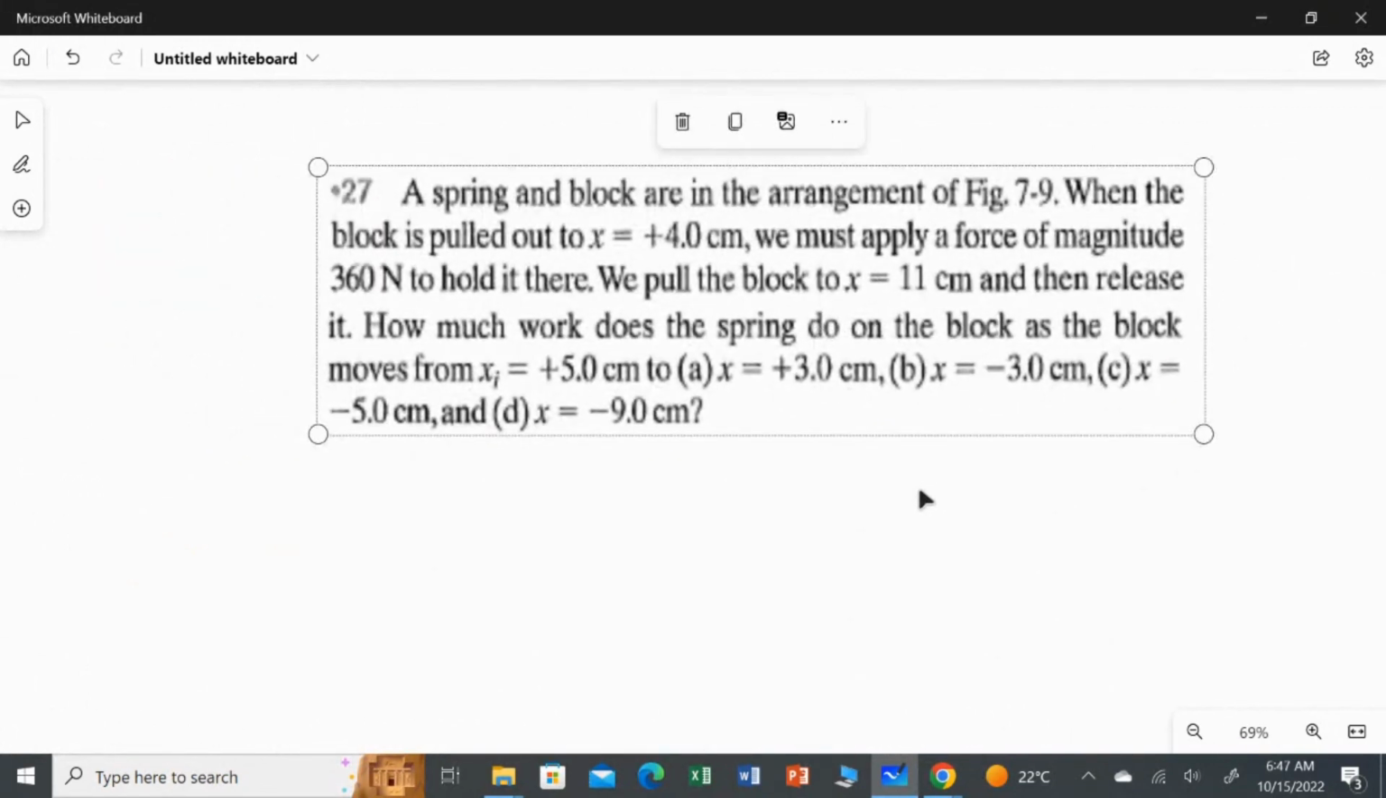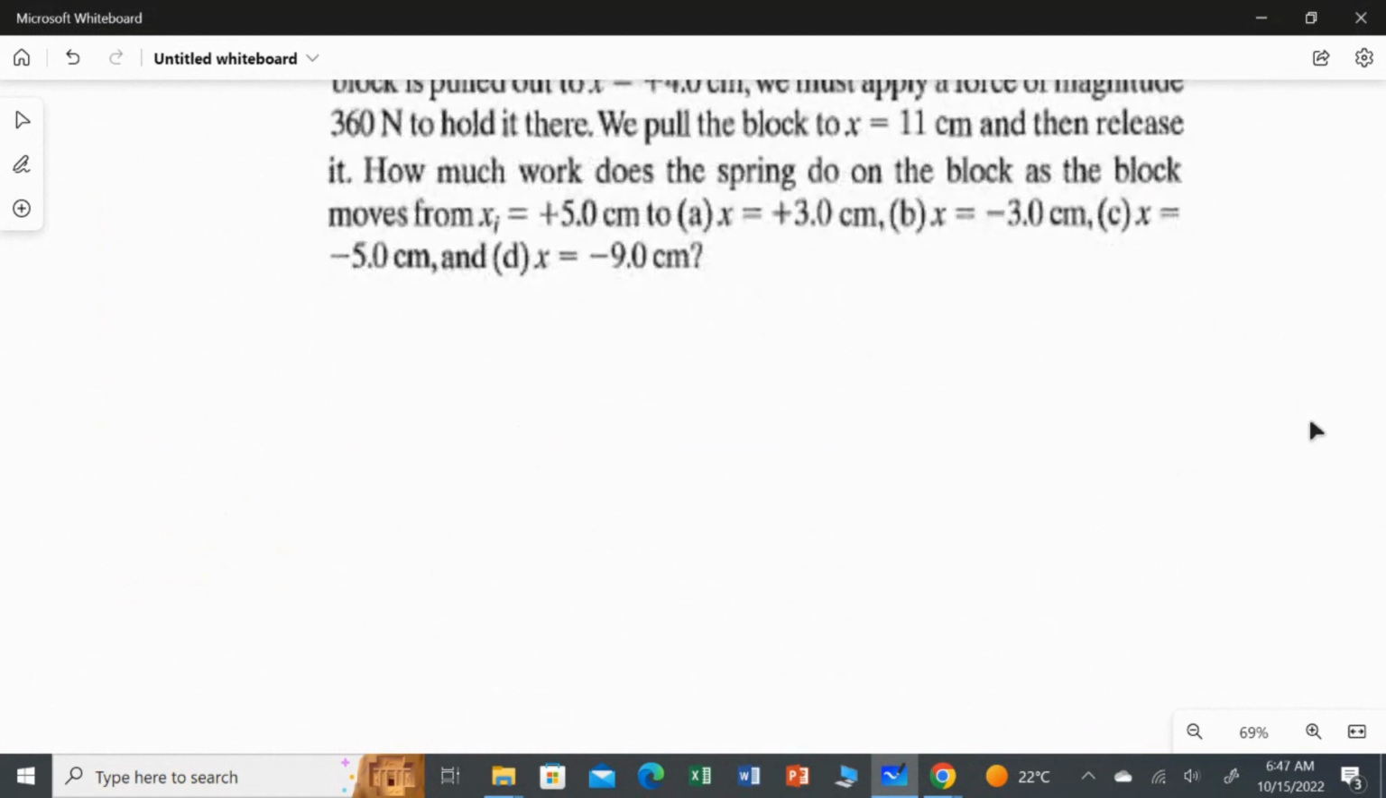Okay. Now we are going to answer the fourth question. What is given in the question? A spring and the block are in the arrangement which is shown in the figure, but the diagram is not enclosed here. So if you need, I can just draw the diagram. So what's the type of the diagram?